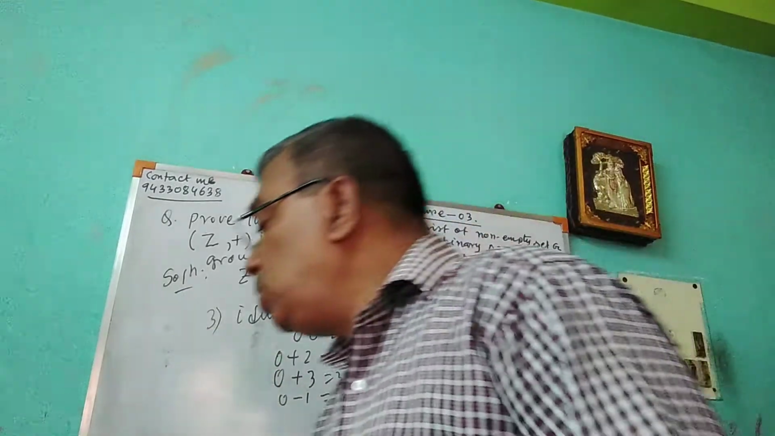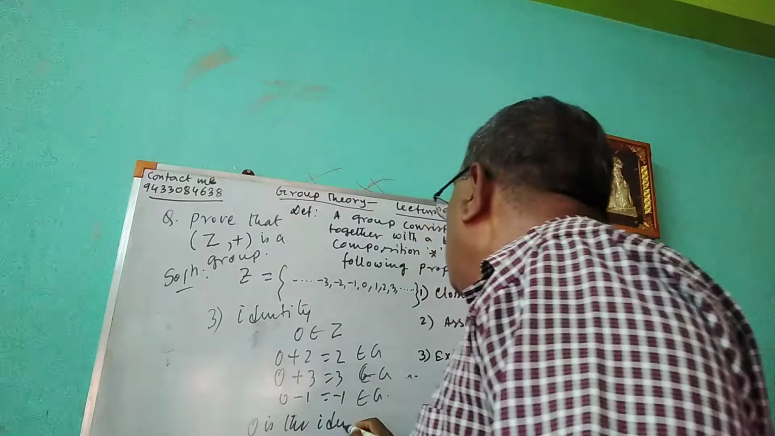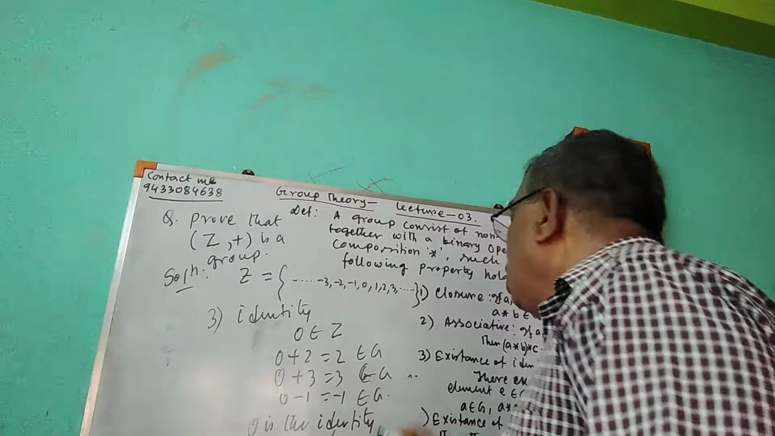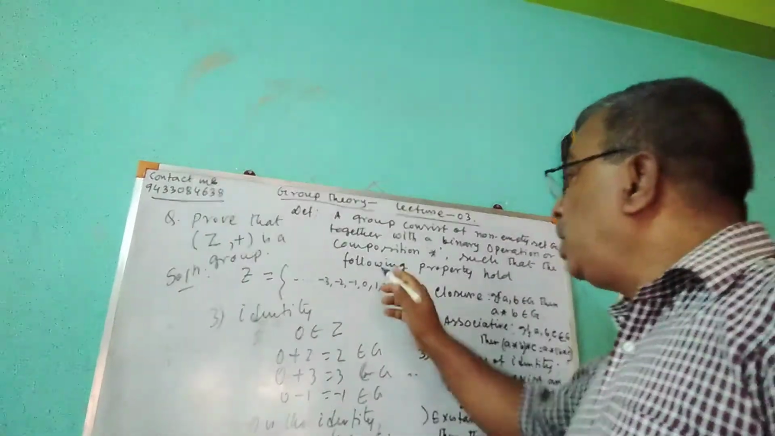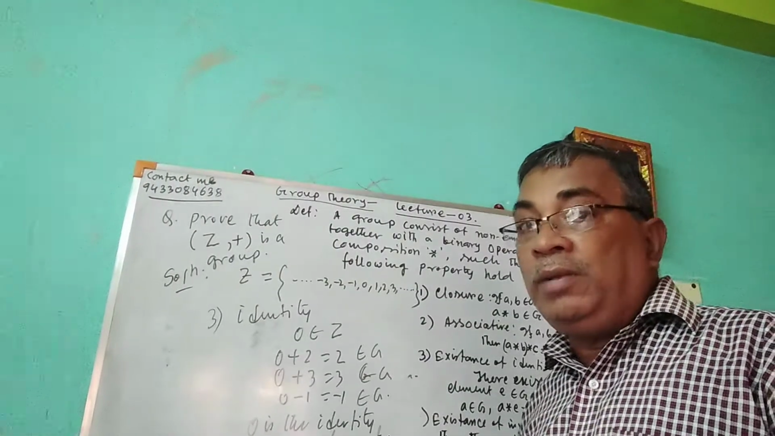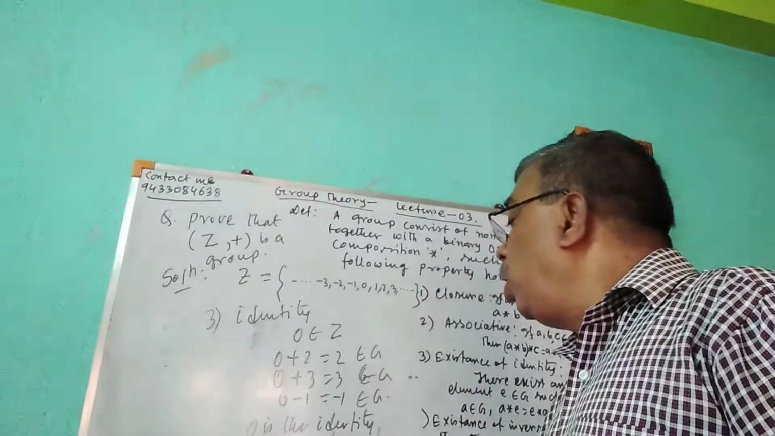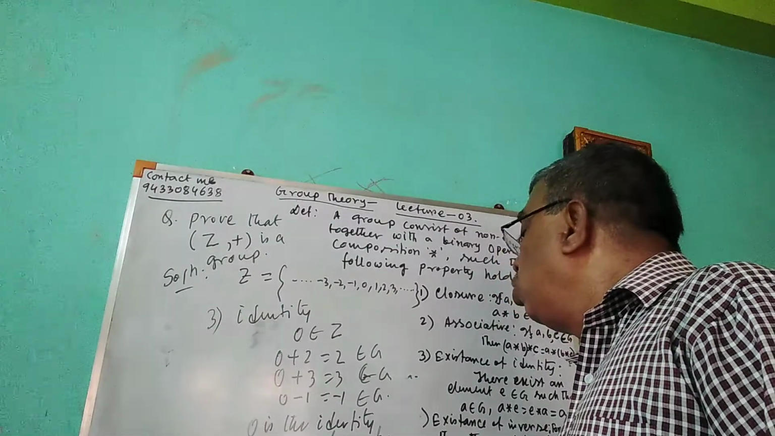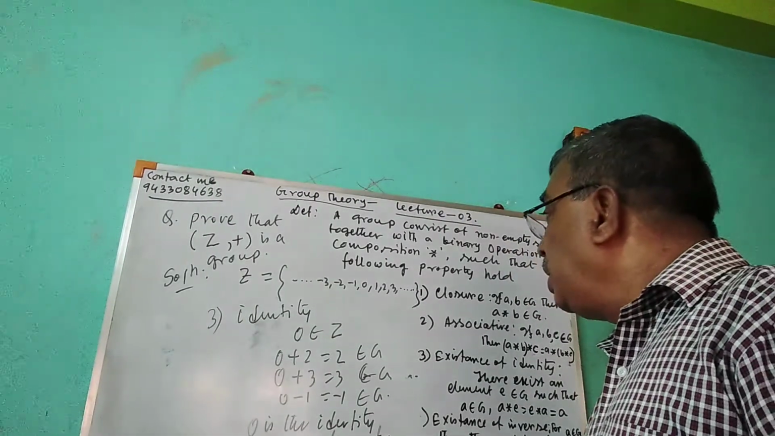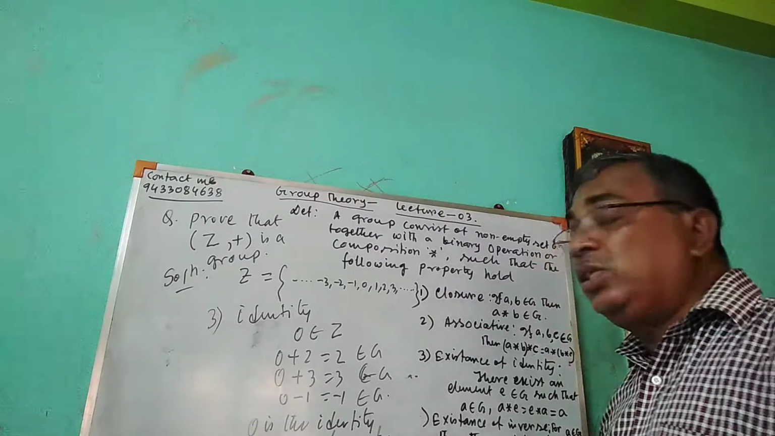Okay. Now suppose 1. Can you say 1 is the identity element? No, because 1 + 2 is not equal to 2. And 1 + 3 is not equal to 3. So 1 is not the identity element.